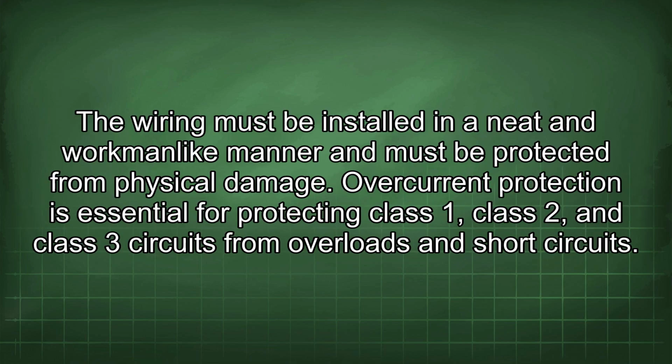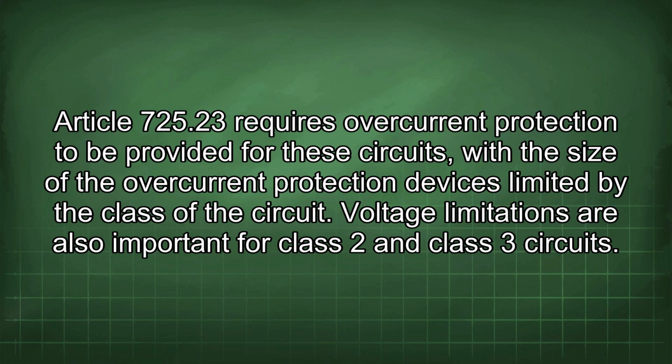The wiring must be installed in a neat and workmanlike manner and must be protected from physical damage. Overcurrent protection is essential for protecting Class 1, Class 2, and Class 3 circuits from overloads and short circuits. Article 725.23 requires overcurrent protection to be provided for these circuits, with the size of the overcurrent protection devices limited by the class of the circuit.